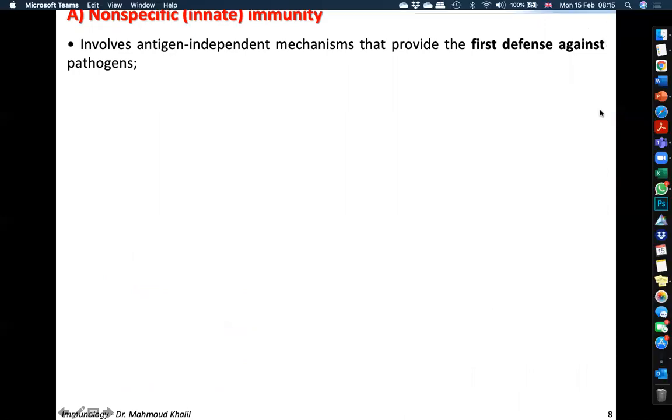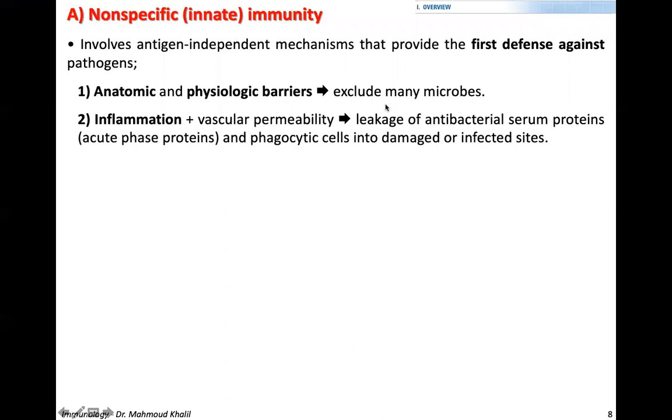So let's start as an introduction. Let's see generally what are the components of the first line of defense, the non-specific one. It involves an antigen-independent mechanism that provides the first defense against the pathogen. As well, you can see that it's either anatomic or physiologic barriers, and these two barriers actually exclude many microbes.